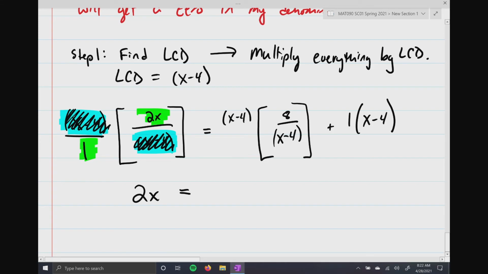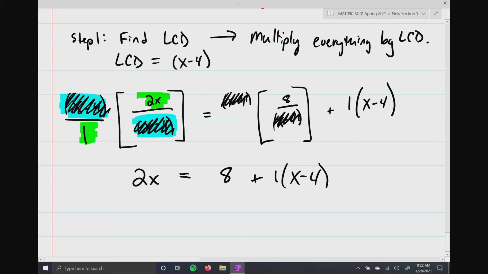So for the middle fraction, the 8 over x minus 4, I can see that the x minus 4 is reduced. I'm left over with an 8 plus. Now, the last thing, I have 1 times a quantity x minus 4. I'm just going to leave it like that because nothing's simplified there. There was no denominator, so I don't have to worry about anything. Oops. I wrote x plus 4. All right. So if you think about it, in step 1, found the LCD, multiplied by everything, I've made this problem that had rational expressions into a problem that doesn't have any.